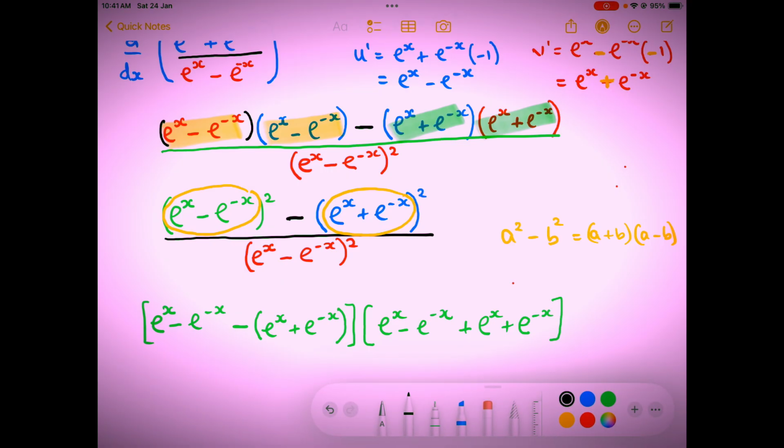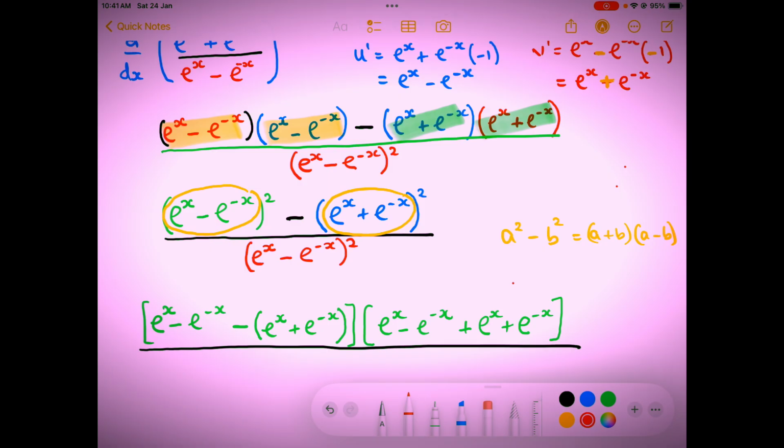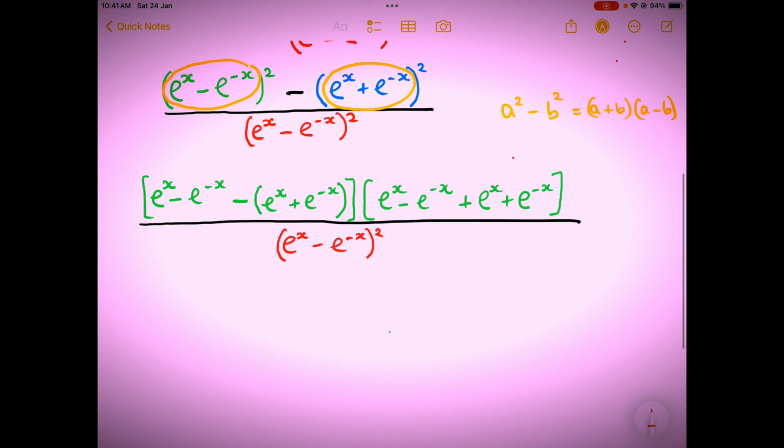So this is what I have. I now divide all this by the denominator, and our denominator here is (e^x - e^(-x)) in bracket, squared. So guys, this is what I have. Now from here, we continue to simplify.